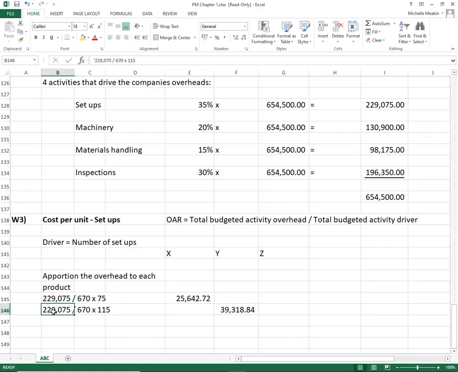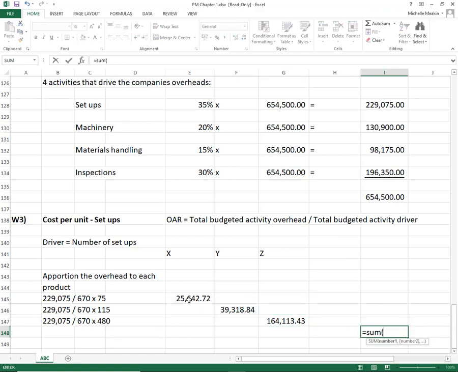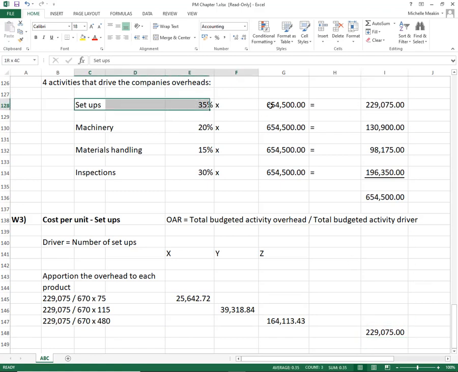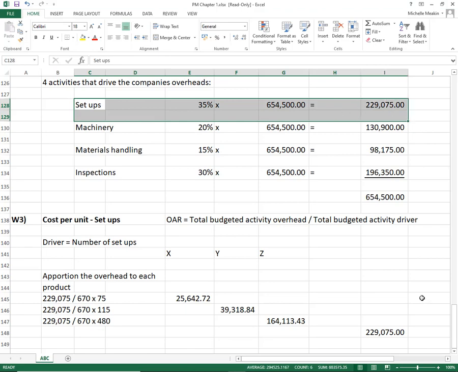$39,318.84. And again, final time, I will do it for the final product. So total overhead, divide it by my number of setups, times it by the number of setups needed for product Z. And again, similar to what we've done previously, I would always just very quickly double check that I have split the cost down correctly, so it comes out exactly with the same amount of overhead I've apportioned to setups.